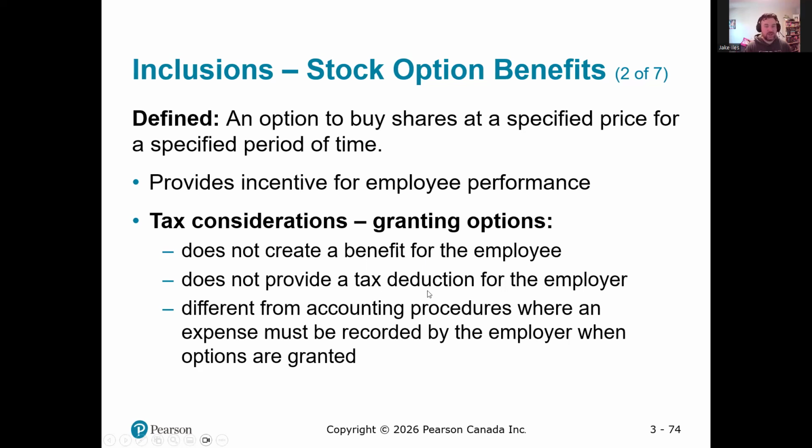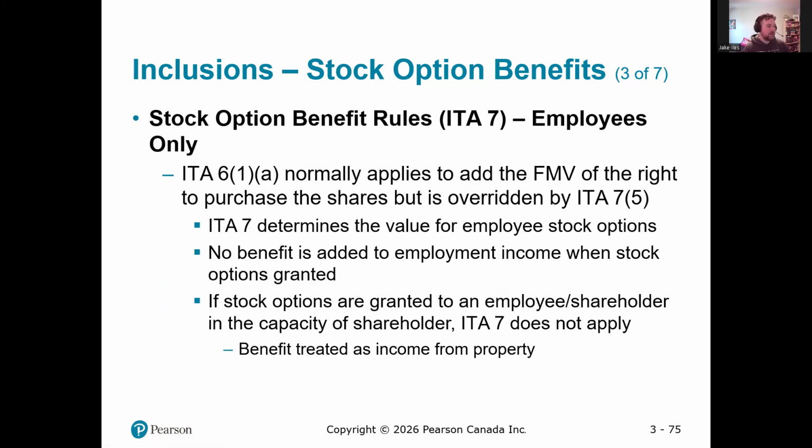With no benefit, there's no tax deduction for the employer. It's different from accounting procedures, where an expense must be recorded by the employer when options are granted. Since I'm giving the employee the option to buy a share at a discount, the regular accrual rule says they've now earned it. You have that obligation. But because stock options affect taxable income of the employee, we don't worry about the expense until the employee exercises the option. So we don't worry about the expense until they include it in income.